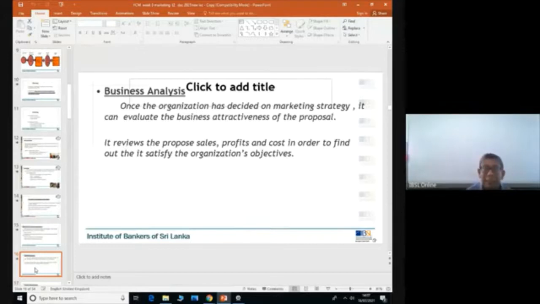Next step is the business analysis. Once you design the marketing strategy, you evaluate the business attractiveness of the proposal. That means what are the sales, what are the profits, what is the cost involved, what is the market share. This is something that can change the entire banking fraternity, coming up with a novel idea about the children's savings account. Because remember, the children are the future customers. The moment you open an account, usually in Sri Lankan culture, he keeps the account with you till he becomes a big shot. So these are some of the business analysis you're going to look at.